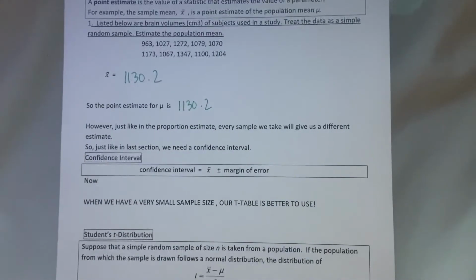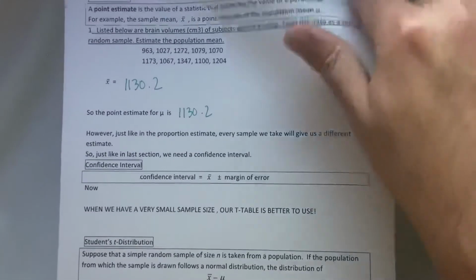However, just like in 9.1, in the proportion estimate, every sample we take will give us a different estimate because we get 10 different brains, so it may be a different value. So just like in the last section, we're going to need a confidence interval to help us figure out how sure we are if our estimation is accurate or not. So, a t-distribution.